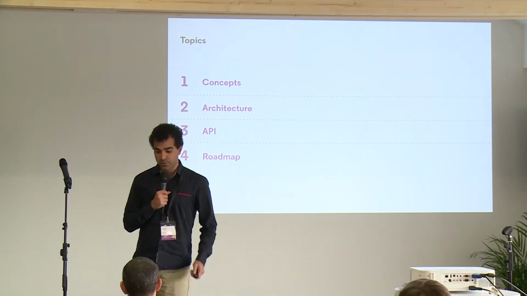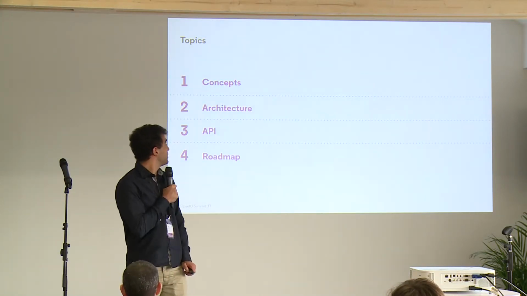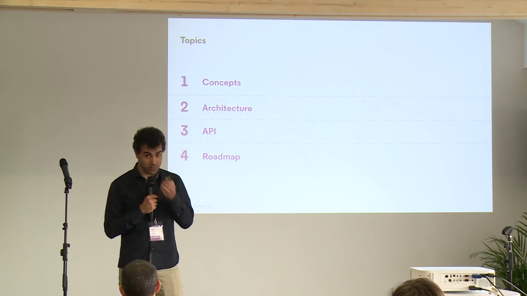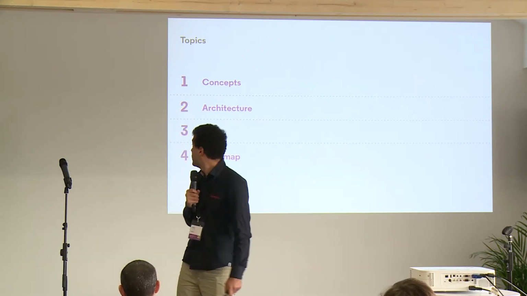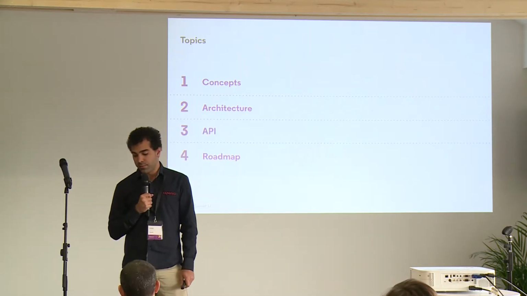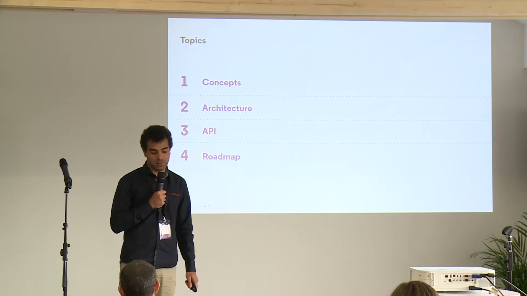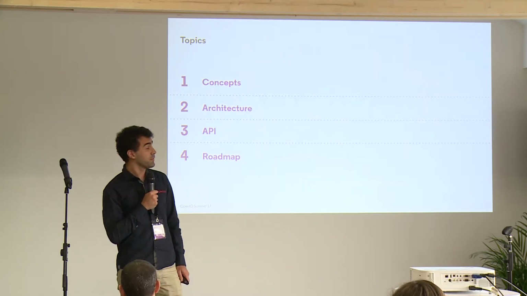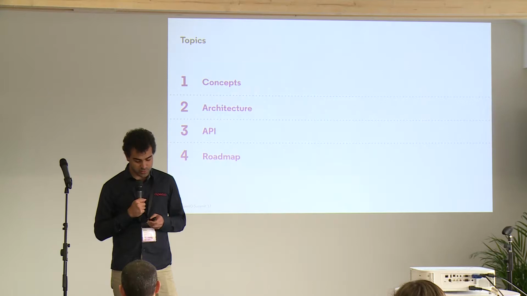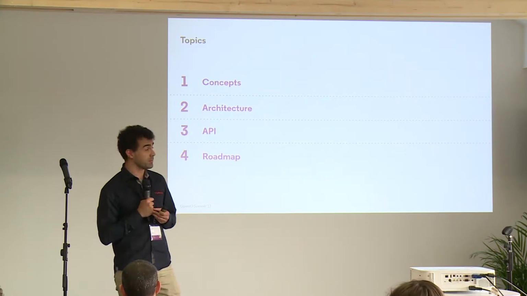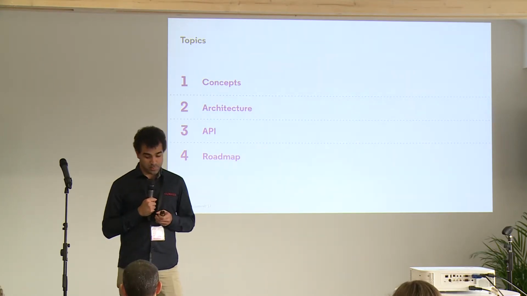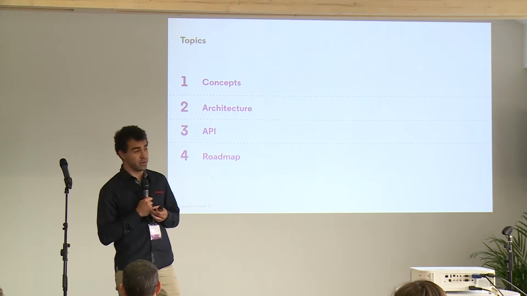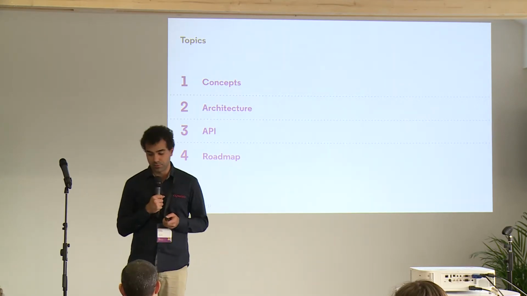So a few topics I want to address. First, the concept that we deal with, the Grid for Apps API, and the architecture of the solution. A bit about how we interact with the API, and a quick roadmap about what's coming next.